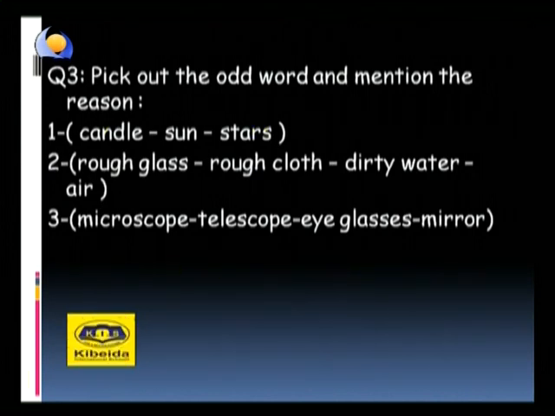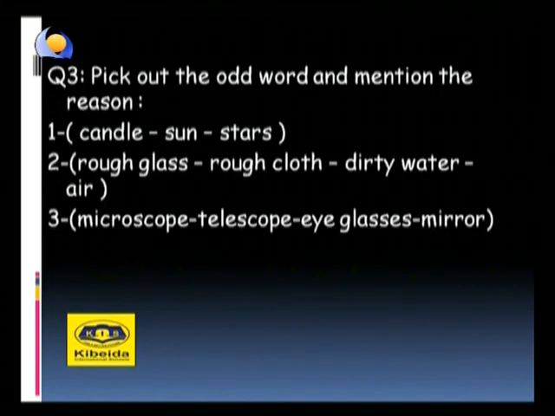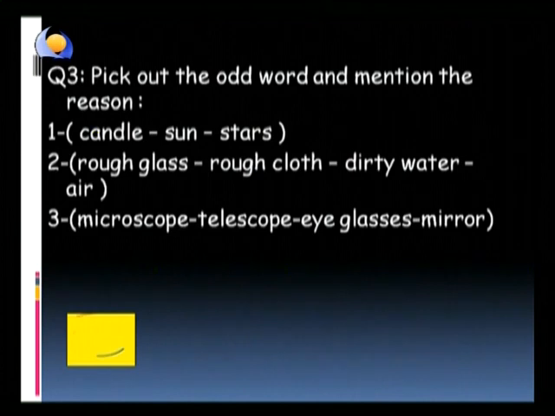Look at number two: rough glass, rough clothes, dirty water, and air. We divided objects according to transparency of light into three. The first one is transparent objects, which allow all the light to pass through, such as clear water or glass. Number two, translucent: they allow most of the light, such as dirty water. And the last one is opaque: they block the light. Here, rough glass, rough clothes, and dirty water are considered translucent, because they allow most of the light to penetrate through, while air is very clear and transparent. So the odd word is air, because it's transparent, while the others are translucent.